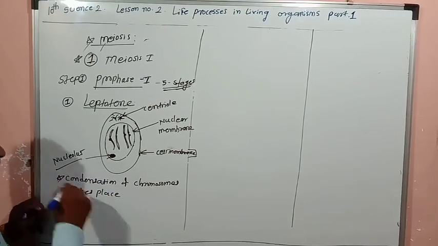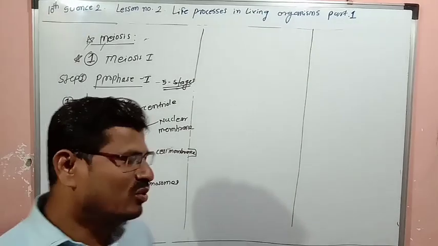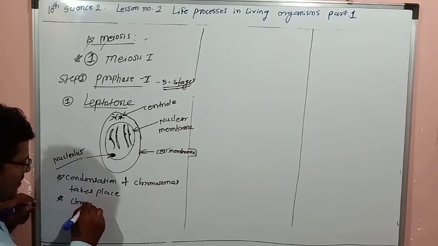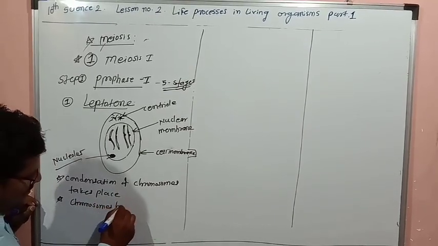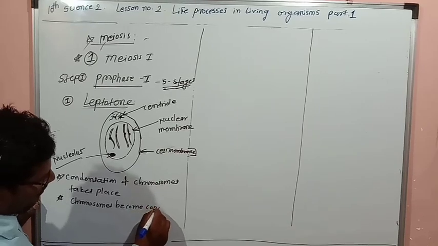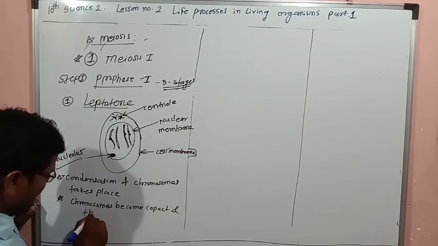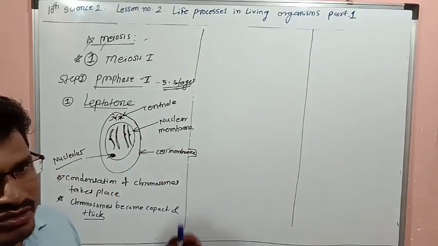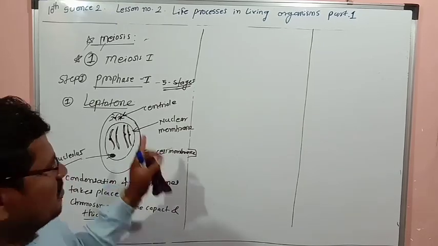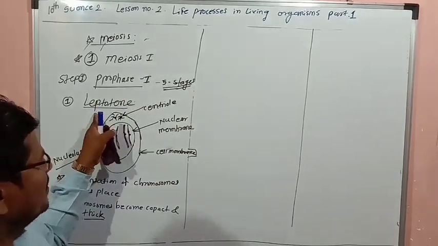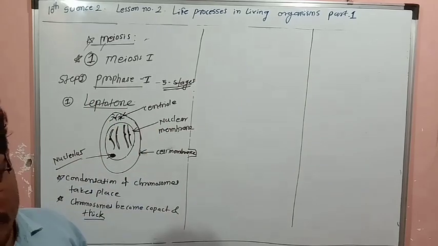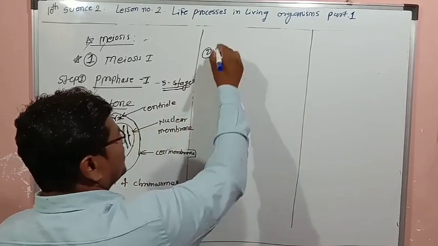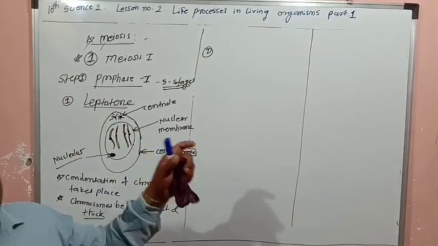Condensation of chromosomes takes place, and the chromosomes become compact and thick. So this occurs in meiosis first, in prophase first, and the first stage is the leptotene. The second stage in prophase first is the zygotene.